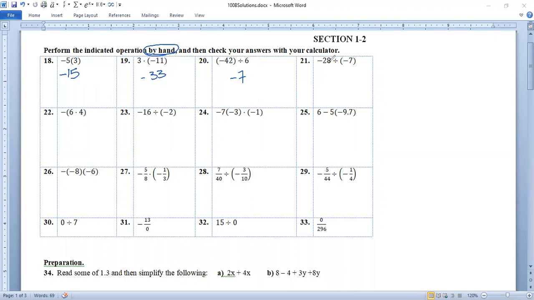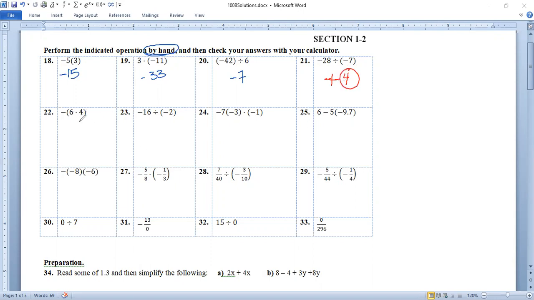This is negative 28 divided by negative 7. It does something different. We have a negative divided by a negative. So 28 divided by 7 is 4. And there are two negatives, and the two negatives make a positive. So the answer is a positive 4.